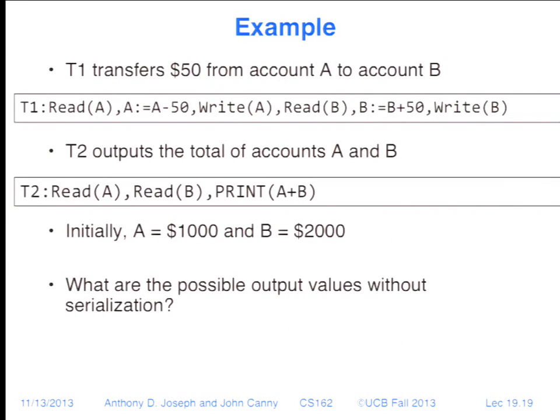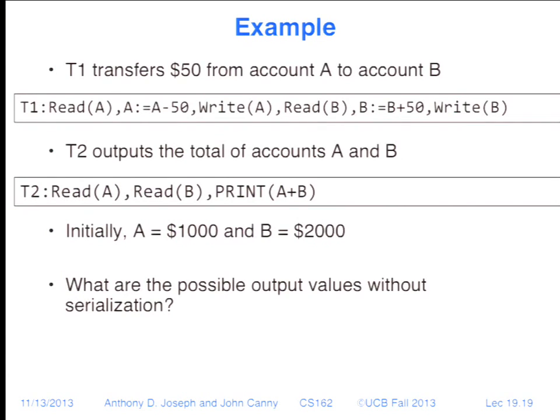Okay, so here's a transfer transaction again. We're transferring $50 from an account A to an account B. Here's the detail of writes and reads and algebra. And then there's a second transaction that's just going to print the totals. So ideally, from the programmer's point of view, the critical semantics of this transaction is that the total of the two accounts is always the same, because we're just moving data around. We're not deleting or removing or adding things.